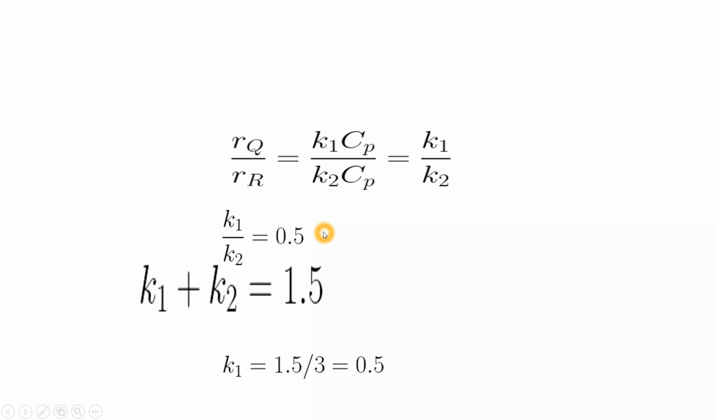And K1 upon K2 is equal to 0.5, and we know that K1 plus K2 is equal to 1.5. Now we can see here K2 will be 2K1. If I put K2 is equal to 2K1, then it will be 3K1 is equal to 1.5. Then K1 is equal to 1.5 by 3, which is equal to 0.5. This is the final answer as per the official answer key by IIT Delhi.